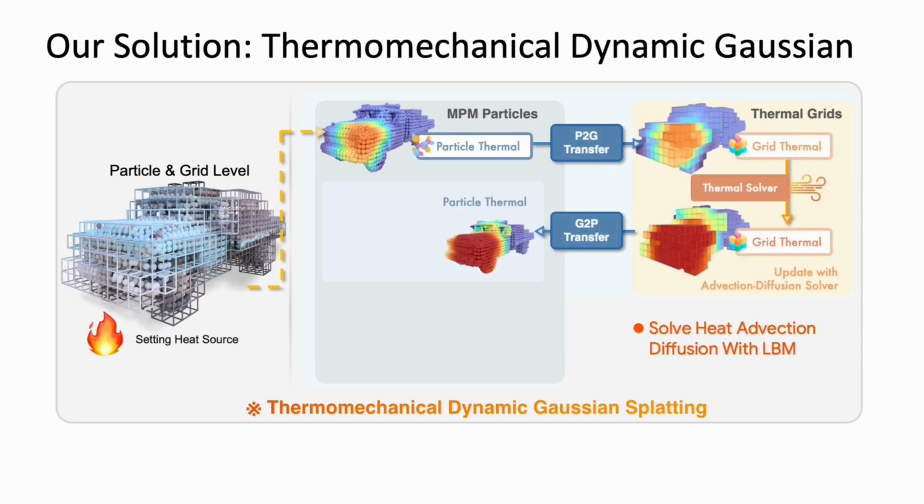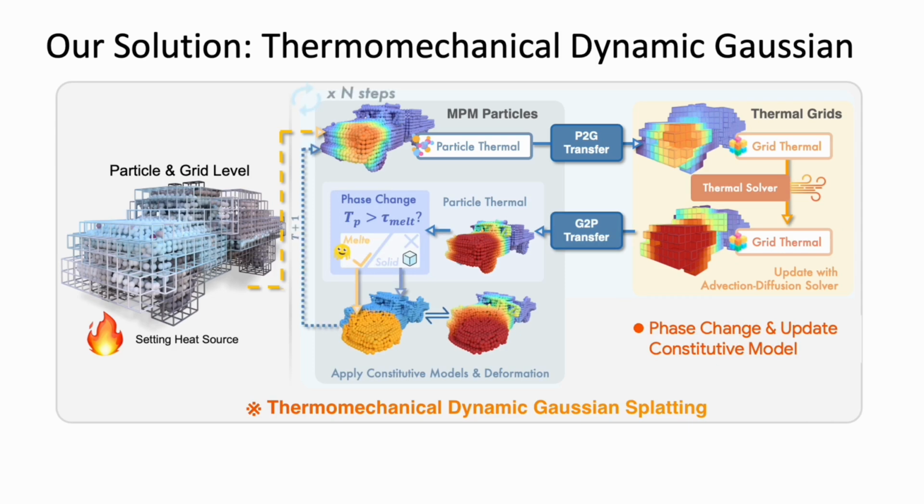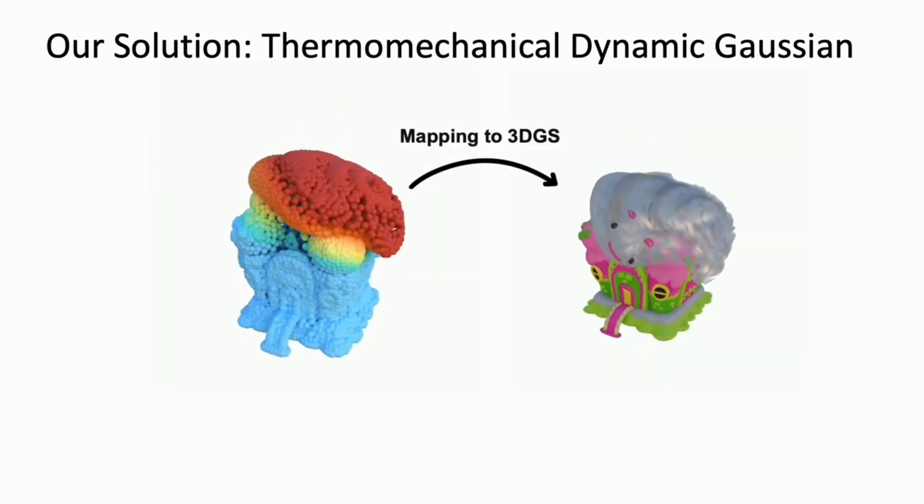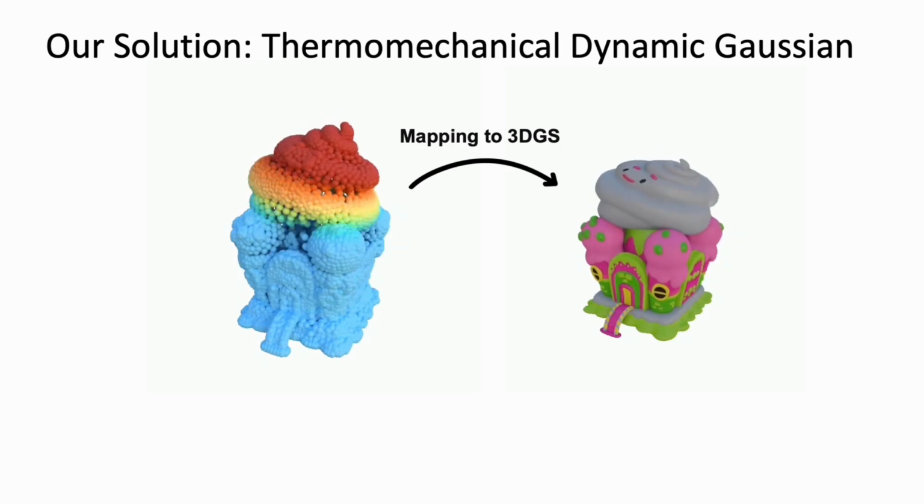During each time step, particle temperatures are transferred to the grid, followed by thermal boundary updates, and heat advection-diffusion is solved on the grid via a lattice-Boltzmann method. The updated temperatures are then interpolated back to the particles. Once a particle temperature exceeds the predefined melting threshold, we switch its material phase and update the constitutive model accordingly. After obtaining particle-level thermomechanical animation, we map the deformations back to the Gaussian representation for rendering.